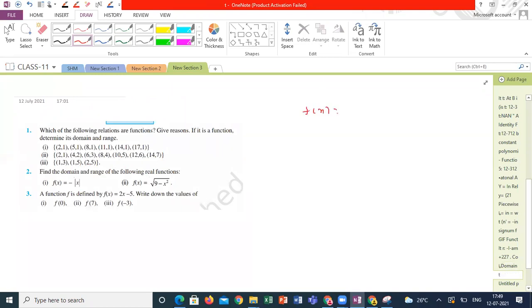We already discussed how to explain the domain and range of the following functions. f of x is minus modulus of x. What is its domain? All real numbers. Range? Minus infinity to 0. Everyone will agree?